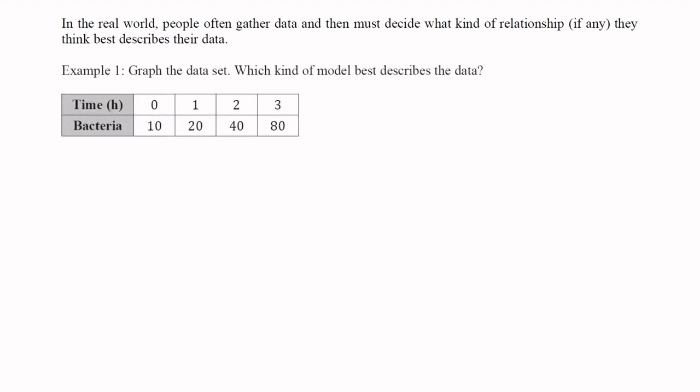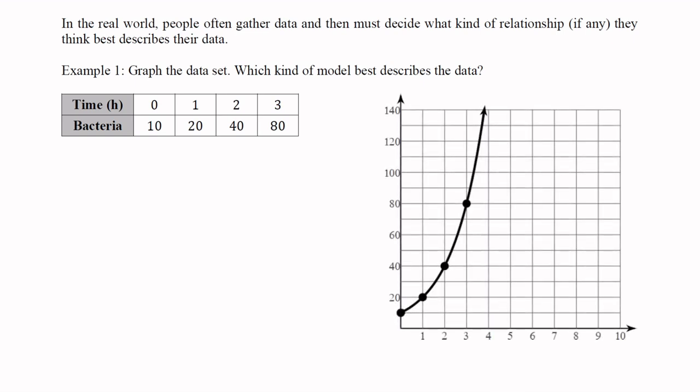In the real world, people often gather data and then must decide what kind of relationship, if any, they think best describes their data. So in example 1, we are going to graph the data set and determine which kind of model best describes the data. So here we're given some time and bacteria. So we're going to go onto a graph, we're going to plot the data, and then connect those data points. And what we see here, when we connect them, is it looks like an exponential function. So the data here appears to be exponential.